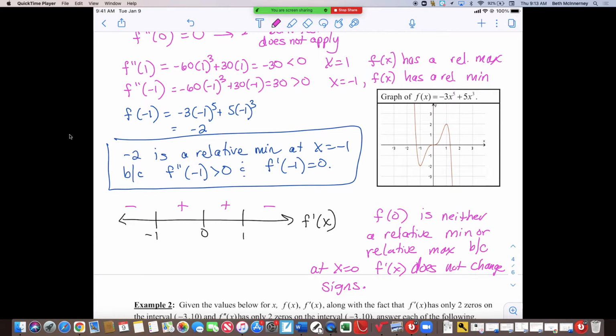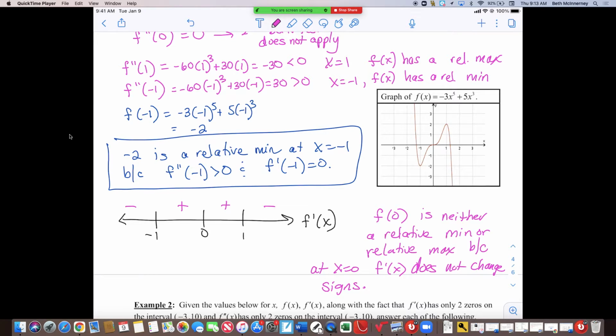And so if you take a look at the graph at the right, do you see there that that's not a hill or a valley? It is constantly increasing there. And that makes sense on our sign chart. It's not changing there. It's constantly increasing.